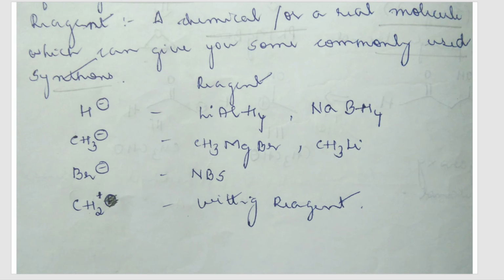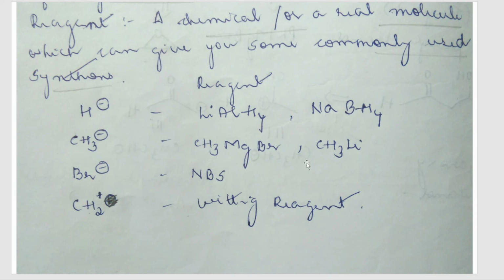Next is what a reagent is. A reagent is a chemical or a molecule which can give some commonly used synthons. Now synthons, you know, are cations or anions. In order to get those synthons, what type of chemical or reagent? A reagent is nothing but similar to the synthetic equivalent only. So the reagent you use in order to get these ions, cations and anions, is called a reagent. Okay. So if you want to get H minus somewhere, then you might have to use lithium aluminum hydride or sodium borohydride, or CH3 minus. We came across this example, correct, where we wanted CH3 minus.